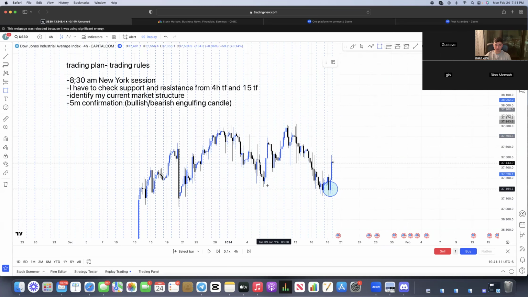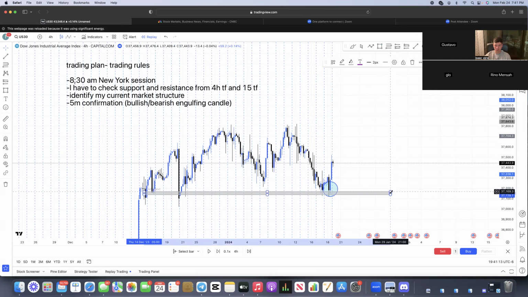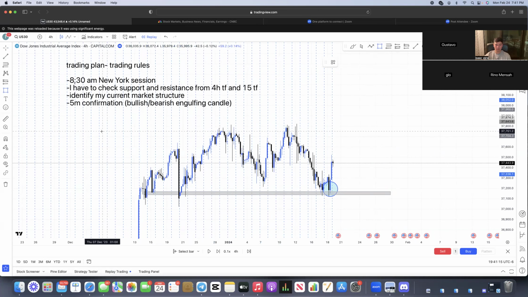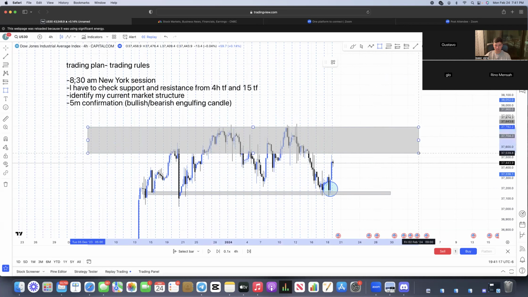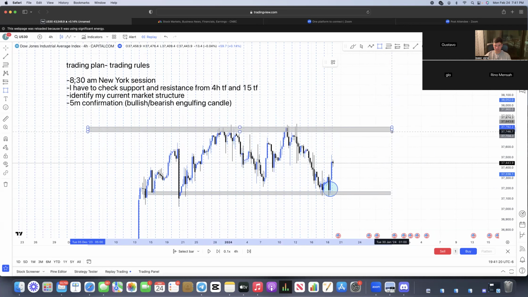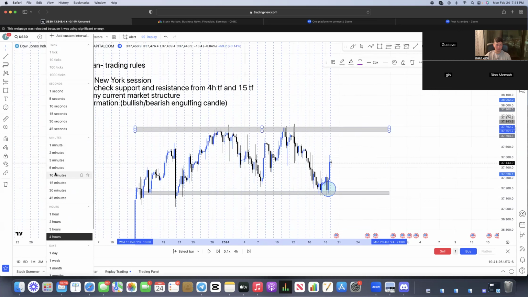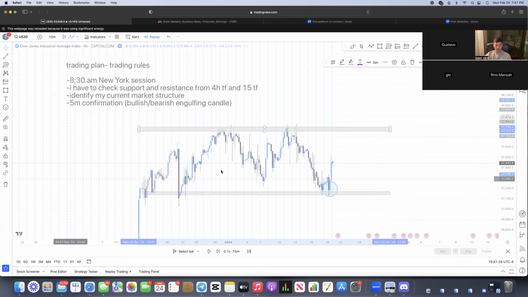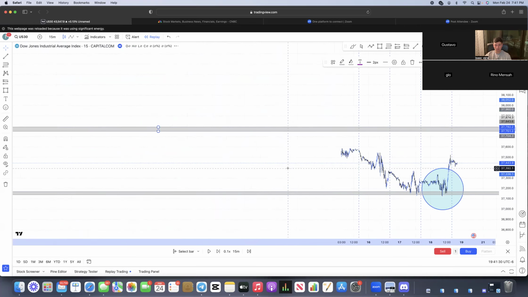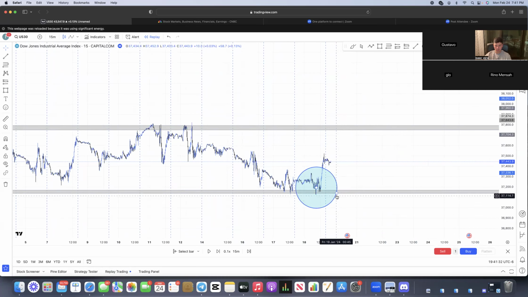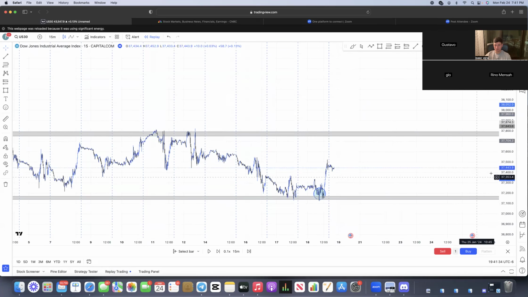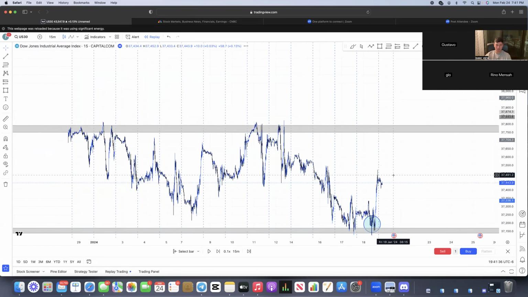So on the 4 hour time frame, this is basically our support, and this is resistance. We have support and resistance. We are going to go to the 15-minute time frame and identify it there. I'm gonna make this a little smaller. There you go.